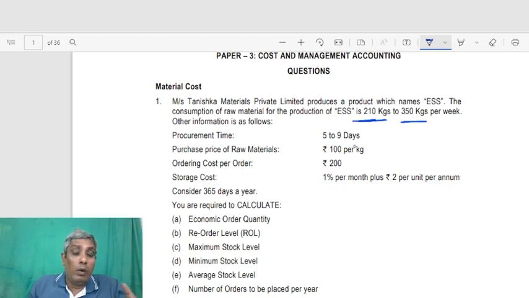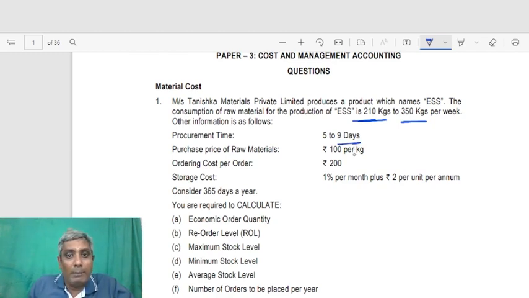Clear? Now, one more thing I would like to remind you is that we always calculate on the raw material, not on the finished product. Most of the questions are like that. So, you have to remember that whenever the question has a finished product given, convert that into the number of raw materials required as per the question. Now, here they have told that the raw material for the production of ESS per week is 210 to 350 kgs per week. Clear? Now, the procurement time, that is the lead time, is 5 to 9 days.